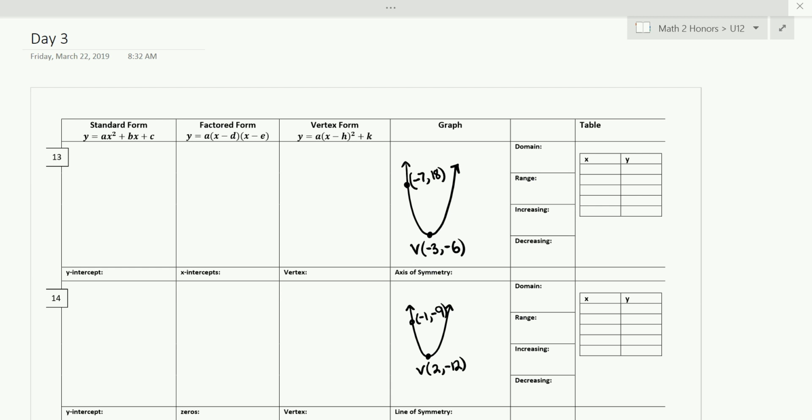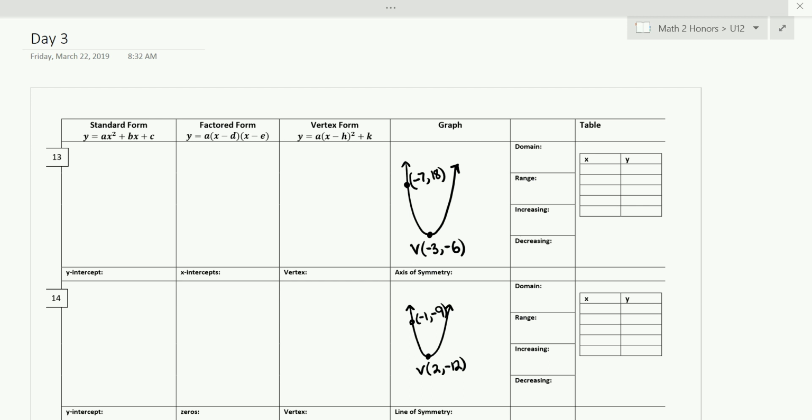So up until this point, the clues I've given you, I've either given you standard form to start from, or I've given you vertex form to start from. And now this problem, I don't give you either of those. Instead, I've given you a couple clues from the graph. We still need to find all those pieces, but we're starting with something different now.